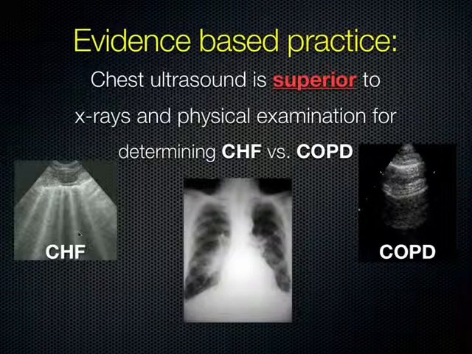What we can do now is we can scan the chest and see, do they have a predominance of A lines? Well, that's more likely to be a COPD exacerbation. And a predominance of B lines bilaterally. Again, pulmonary edema.